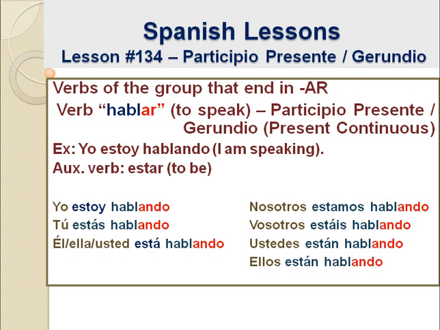Let's begin with the first person of the singular. Yo estoy hablando. I am speaking. Tú estás hablando. You are speaking. Él está hablando. He is speaking. Ella está hablando. She is speaking. Usted está hablando. You are speaking. Remember, usted is the formal you.